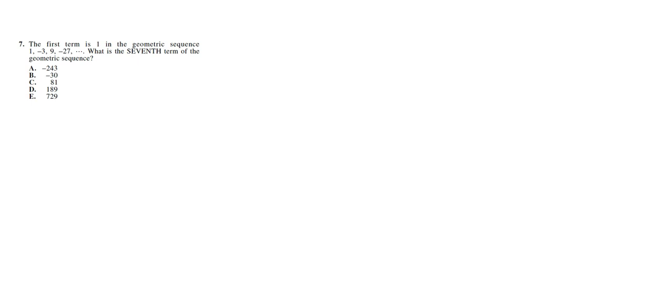The first term is 1 in the geometric sequence. And what is the 7th term of the geometric sequence? So the nth term of a geometric sequence is the first term multiplied by the ratio to the power of n minus 1. So how do we get the ratio? Here we have a equal to 1, and then r is equal to -3 divided by 1, which must also be equal to 9 divided by -3, and must be equal to -27 over 9 for this to be a geometric sequence. So r is equal to -3.